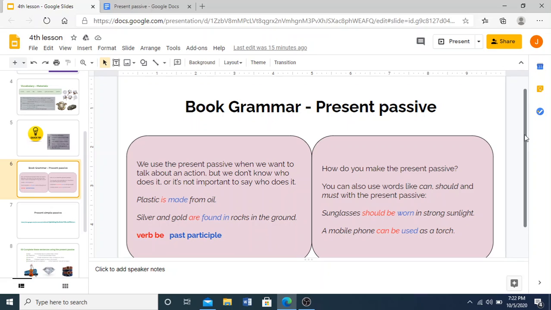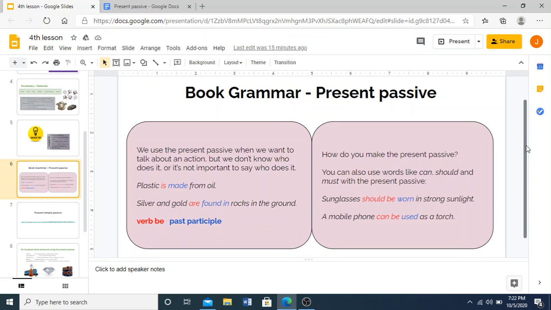So let's see. Present passive. So let's just read quickly how it is made. We use the present passive when we want to talk about an action, but we do not know who does it, or it is not important to say who does it. So when you want to talk about an action, but you don't want to mention who that action is from, you use the present passive. Example, plastic is made from oil. Silver and gold are found in rocks in the ground.